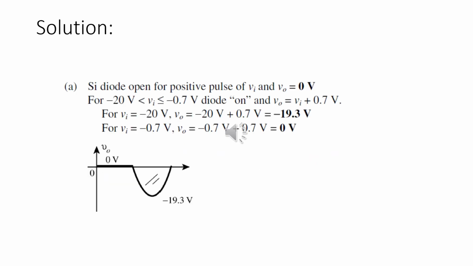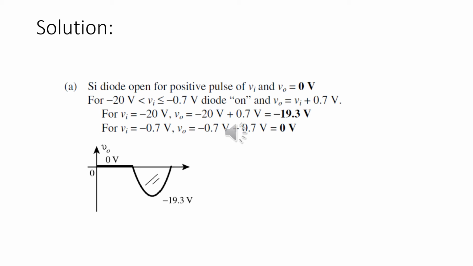As you can see, we have to do the analysis for a silicon diode. You can see that for part A, the diode is in the opposite direction. So during the positive cycle of the sine wave, the diode is open circuit and there will be no current flowing through the circuit, and V out will be 0.